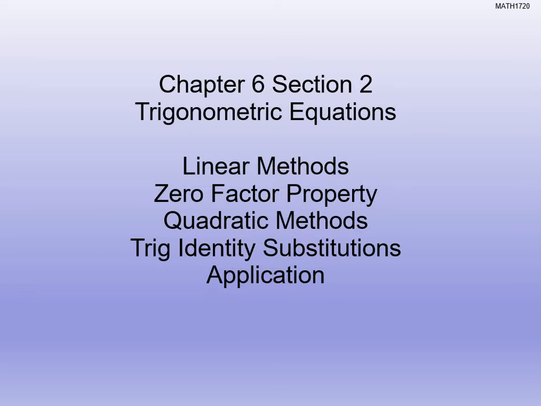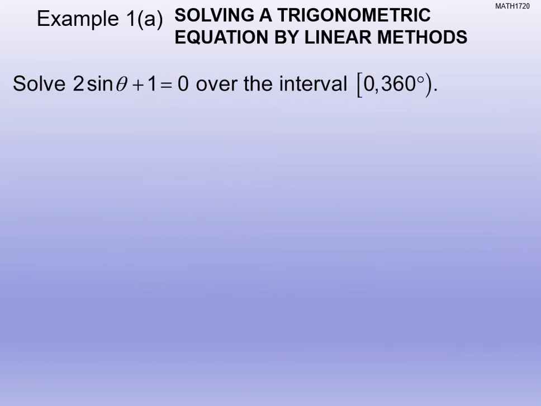We are in Chapter 6 doing Section 2. This is the last section we're going to go through in Chapter 6. But it's essentially us solving trig equations, just like we would an algebra equation. So we're going to go through these different methods here, doing linear, zero factor, quadratic methods, substitution, things like that. Just like we did in algebra where we solve equations for the missing variable, we are going to solve trig functions for the trig function that's in question.